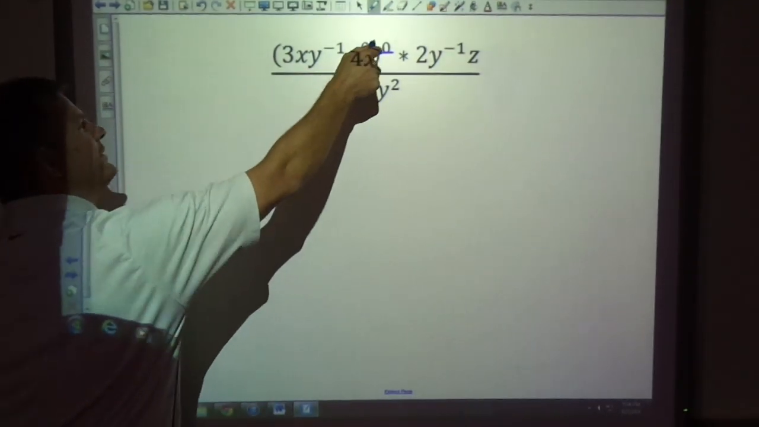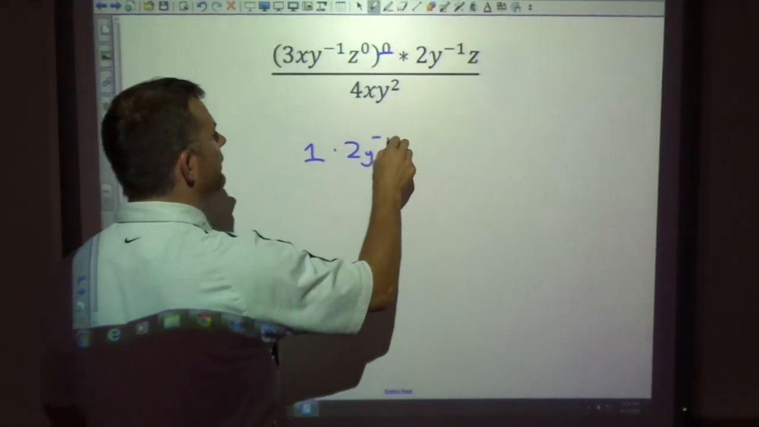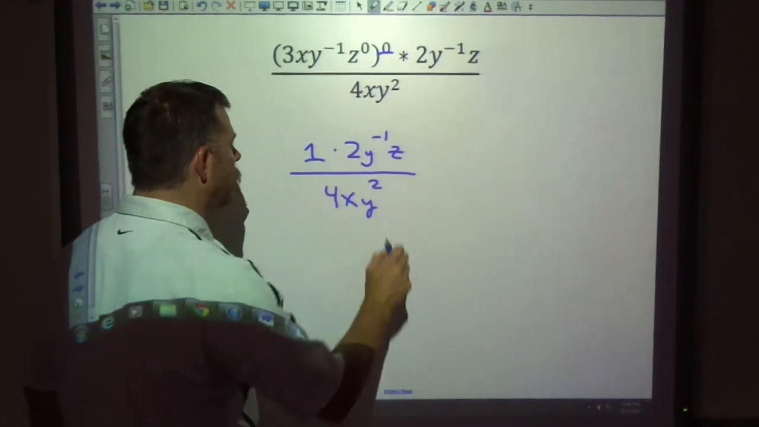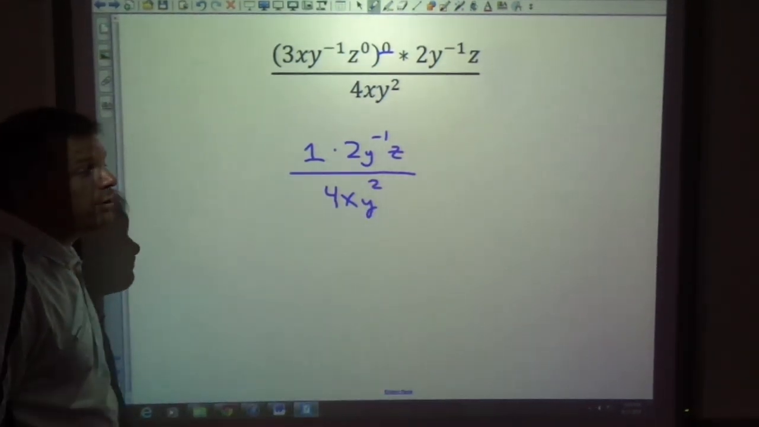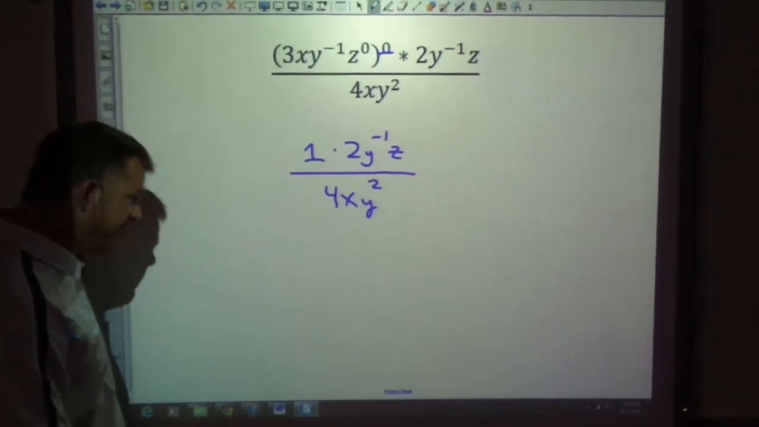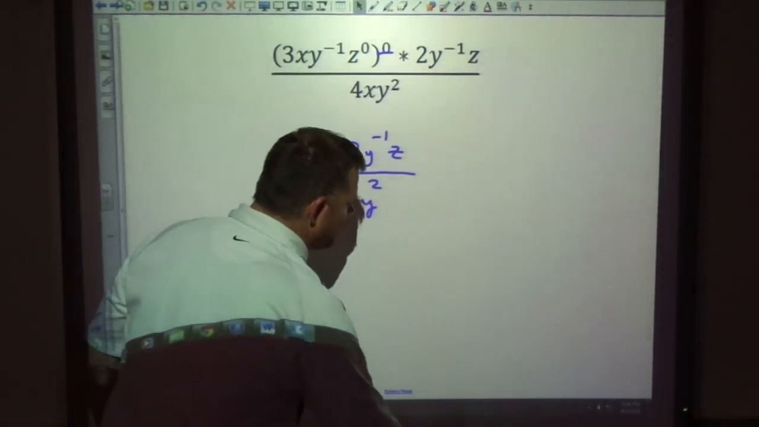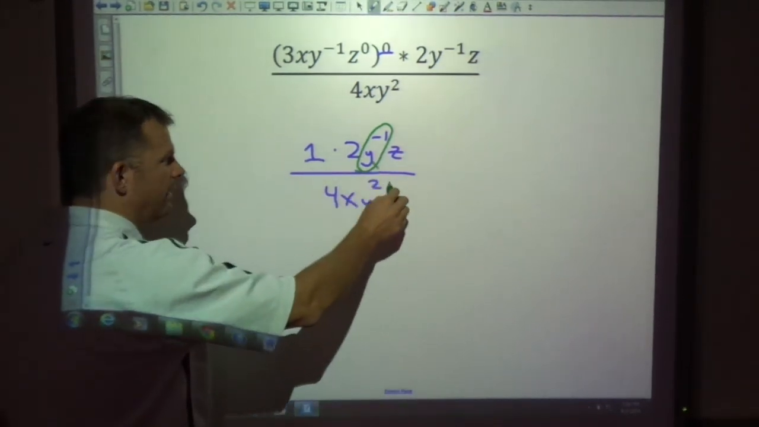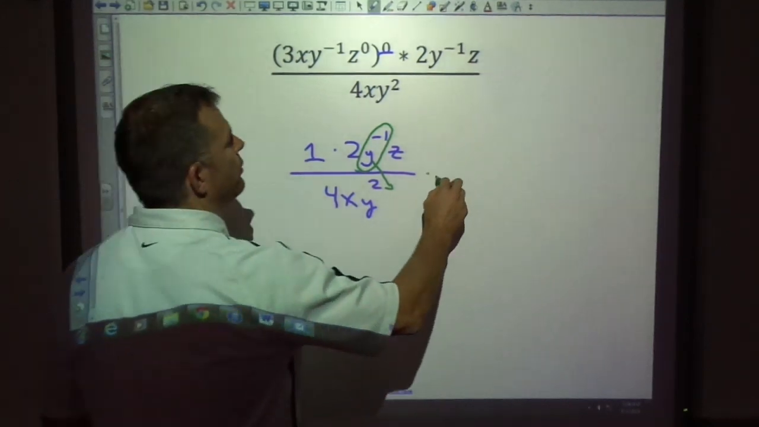So we've got this to the 0, so this all makes 1 times 2y to the negative 1z all over 4xy squared. Pause the video now and see what you would do next. Try a next step. And restart the video. And I'm thinking that from here, what I would do is change this y to the negative 1. He does not want to be upstairs. He wants to be downstairs. He's negative. He wants to change places. So let's let him come where he wants to be.